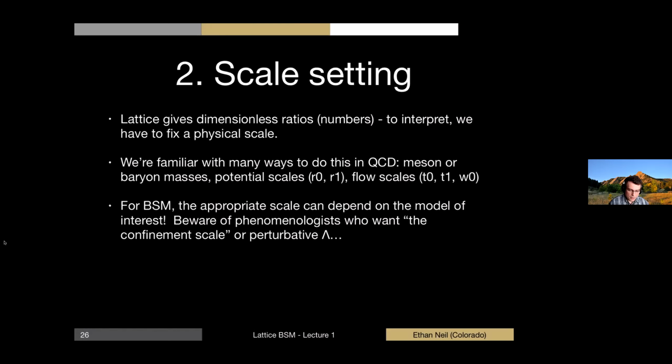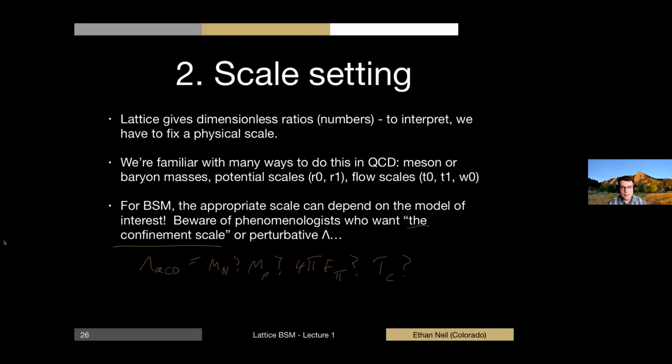You should beware of phenomenologists who want their results in terms of, quote unquote, the confinement scale, right? So lambda QCD, this is a thing that phenomenologists love to write down, but what is that scale? I've seen all kinds of definitions. Maybe the nucleon mass is a reasonable lambda QCD, or the rho mass. Some people like 4 pi f pi, so the cutoff of chiral perturbation theory as the confinement scale, lambda QCD. You could even use Tc.